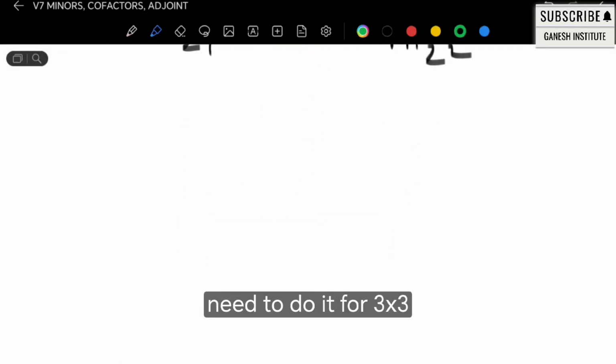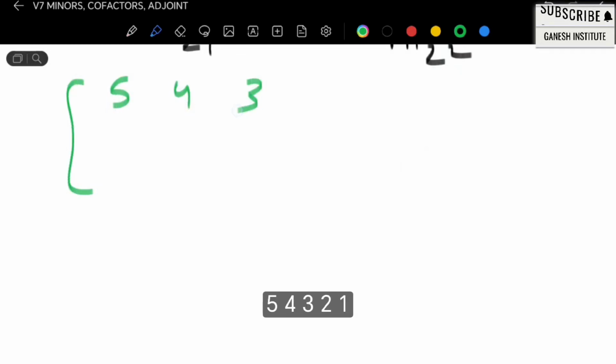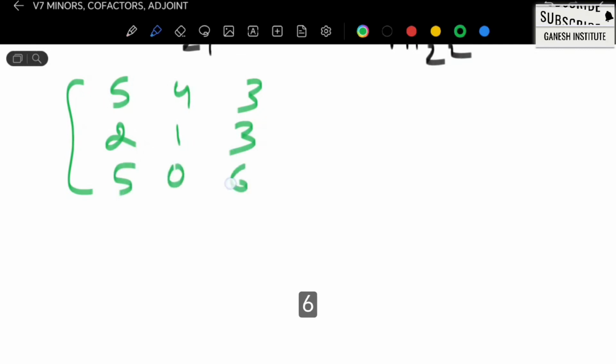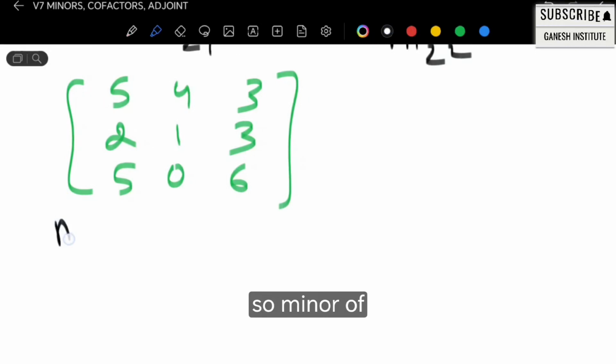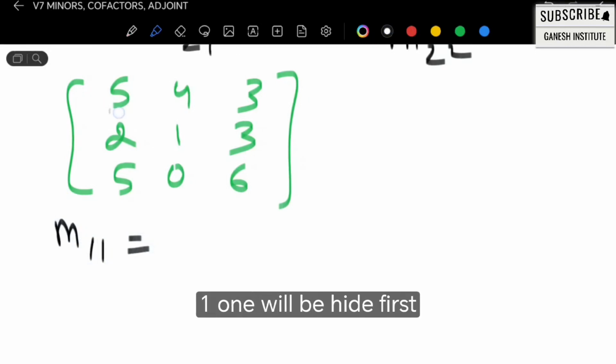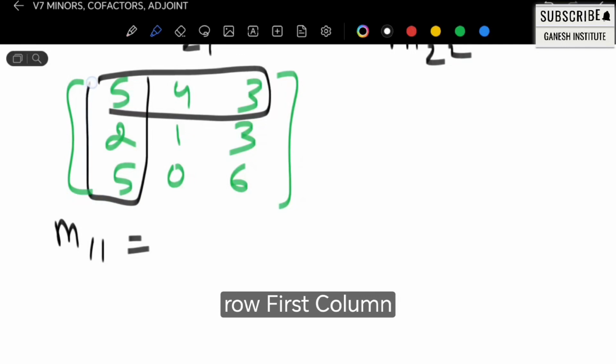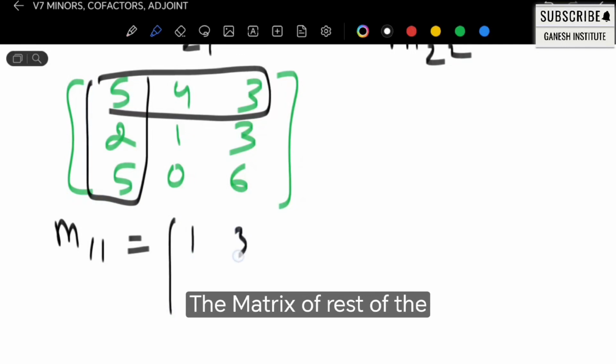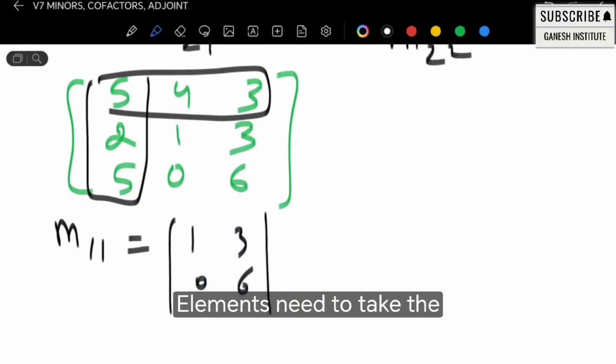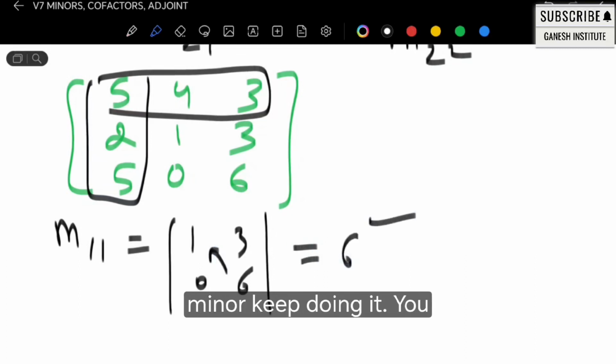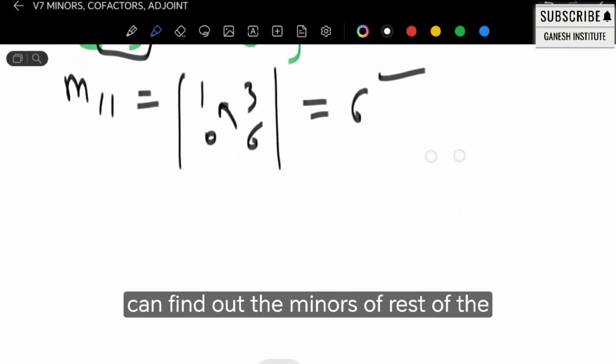If we need to do it for a 3 by 3 matrix, let's say 5 4 3, 2 1 3, 5 0 6. So the minor of 1 1 will be: hide the first row, first column. For the matrix of the rest of the elements, take the determinant. 6 1s are 6, 3 0s are 0. So 6 is the minor. Keep doing it. You can find out the minors of the rest of the elements.